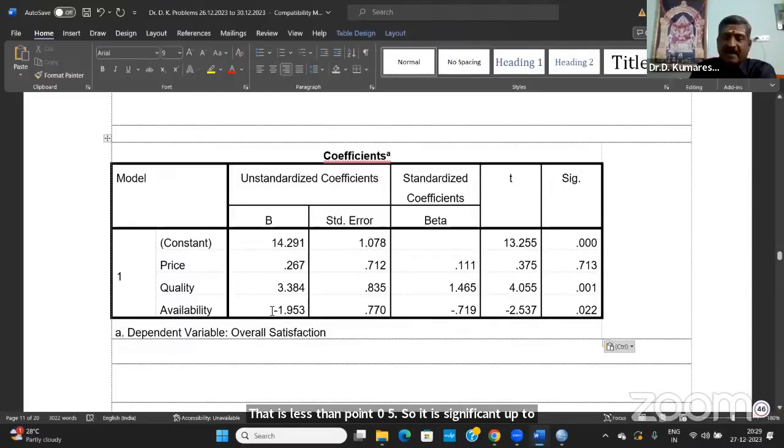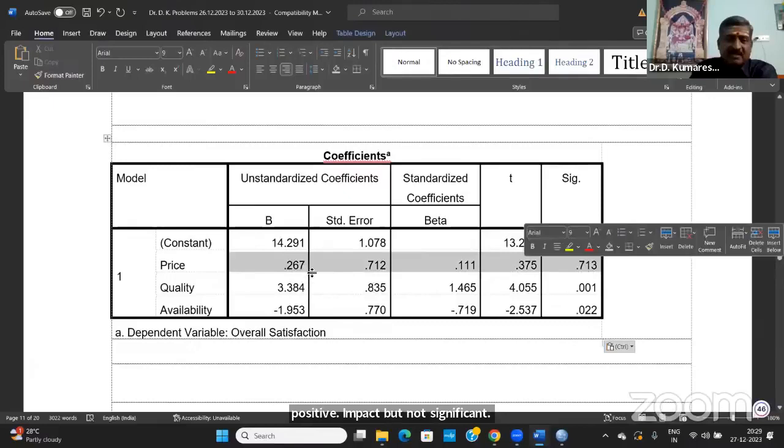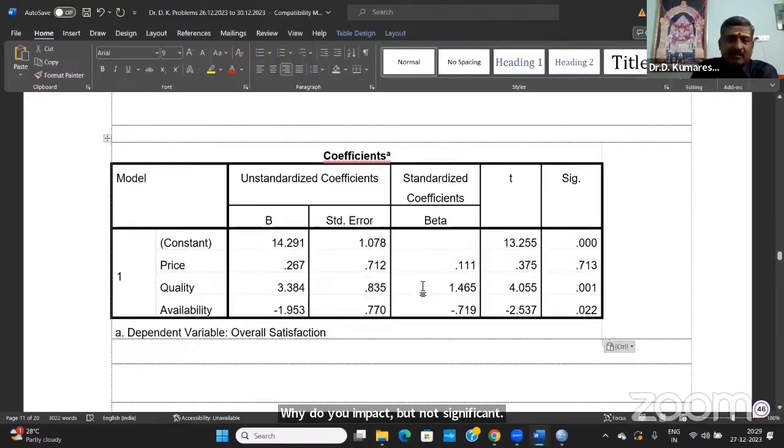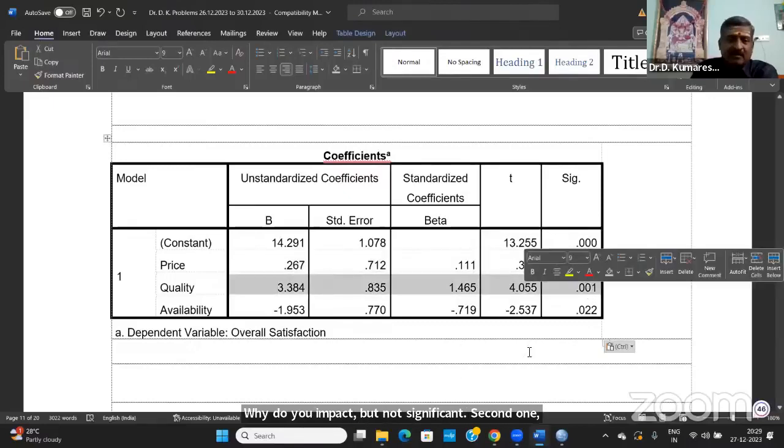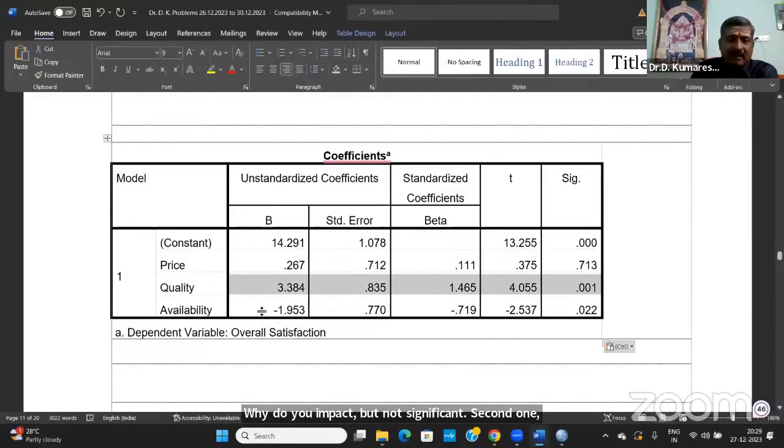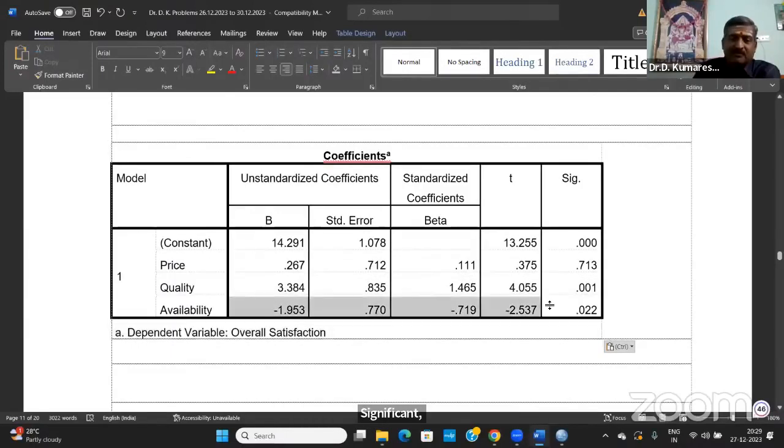But understand, it is negatively impacting, but significant. First one, positive impact but not significant. Second one, positive and significant impact. Third one, significant but negative.